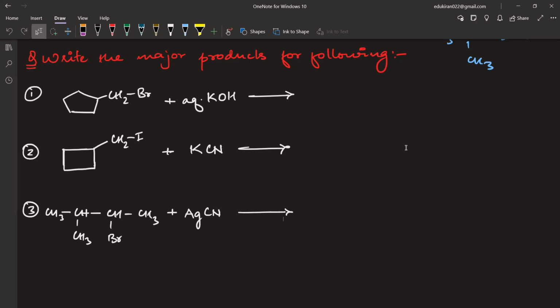So I'm stuck in the rearrangement of carbocation. Which one? First, second, or third? Sir, I'm in the first one. First one. Send me whatever you have done. Okay? Send me whatever you have done.